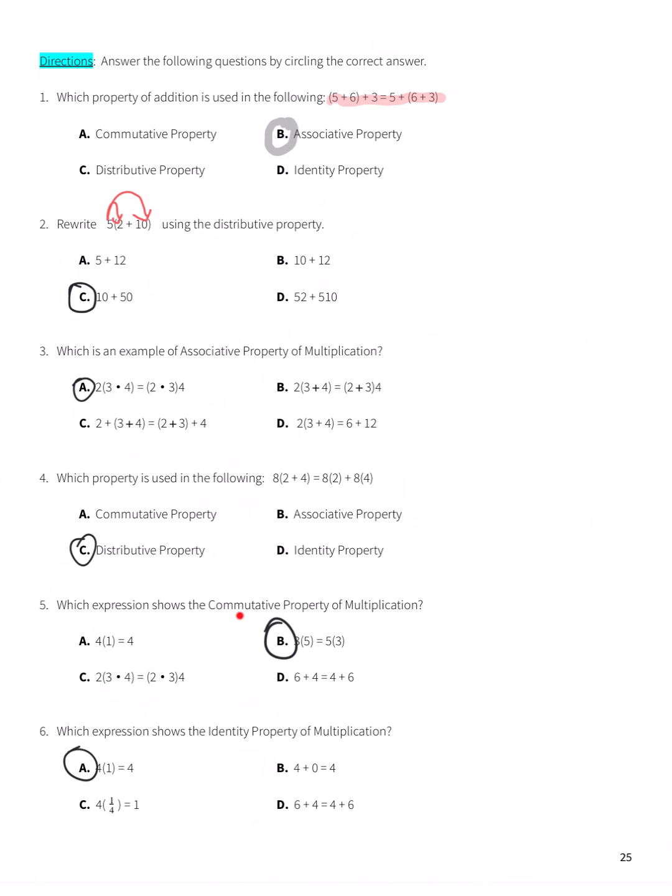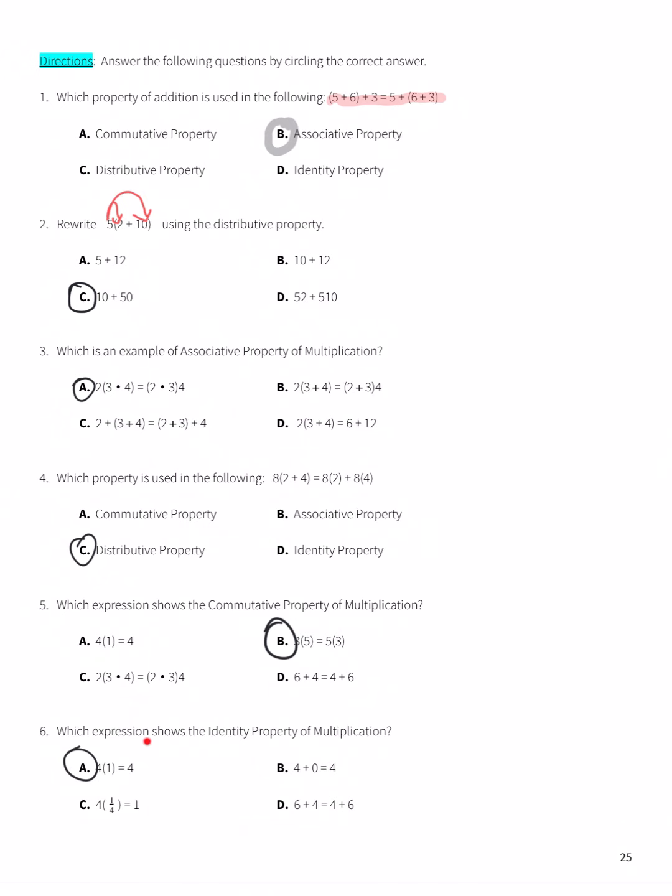Next, which expression shows the commutative property of multiplication? Well, I know it has to be multiplication, and commutative is how the numbers are ordered when they move around. It's the same numbers, they're just moved around. And it's multiplication. So if I look here, I have 4 times 1 equals 4. That's multiplication, but it's not the same numbers on both sides, just moved around. If I look here, I have 3 times 5 is equal to 5 times 3. It's multiplication. It's the same number, and they're just moved around or in different orders. So this would be B.